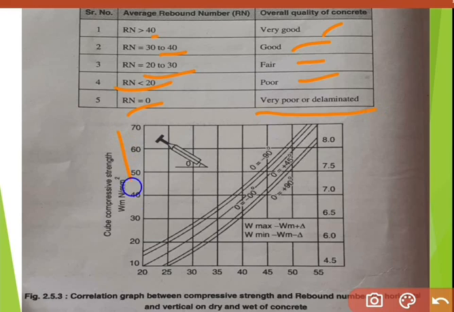So here you can see one graph. With the help of this graph we are going to calculate the compressive strength. If you have rebound number 40, you can get the compressive strength like this. This is your compressive strength. So with the help of this graph you can calculate the compressive strength. On the y-axis they denote the compressive strength and on the x-axis there is a rebound number.